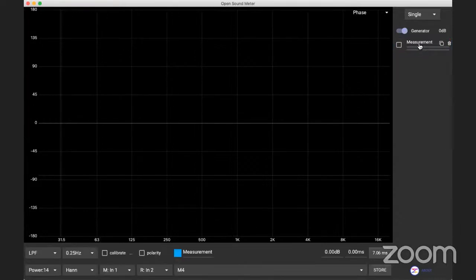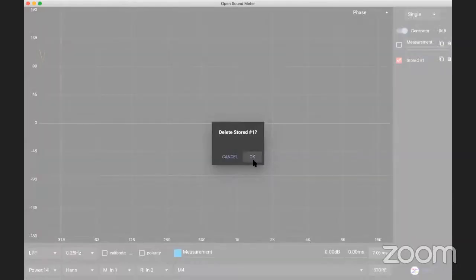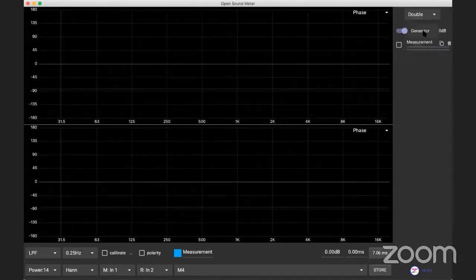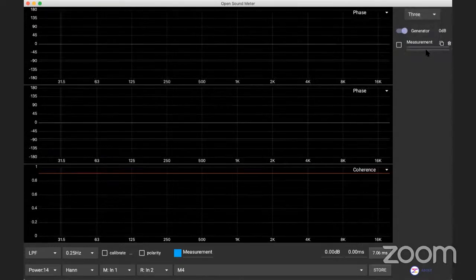Any questions? Then you have a lot of other things which, because I've not explained all this stuff to you, I'm not going to get into. Just leave it default the way it is for now. You can also hit the store button and store whatever measurement you have taken. I've taken one measurement by mistake. Then you have the window. What type of window do you want to see? This is a single window. Then you have a double window where you can see 2 different measurements together, and a triple window where you can see 3 different measurements together.